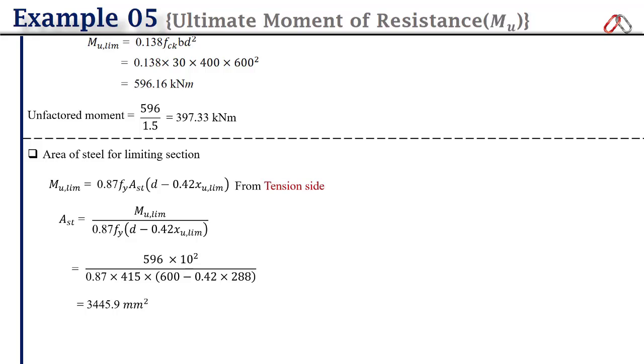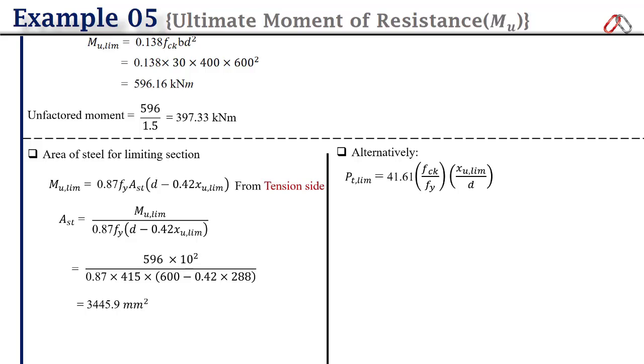is 3445.9 mm square. There is another way to find the area of steel, that I have explained to you as the limiting percentage of tensile steel, PT limiting. The formula of PT limiting is 41.61 FCK upon Fy, actual limiting upon D. When you put all the values here, the value of PT limiting is 1.44%.